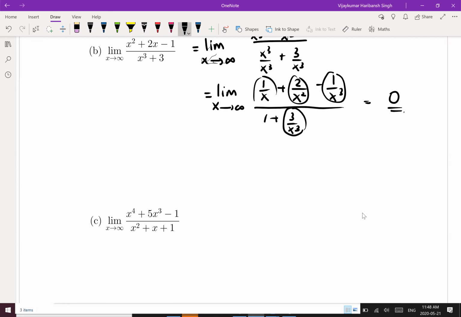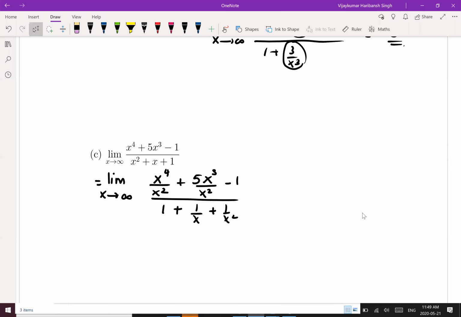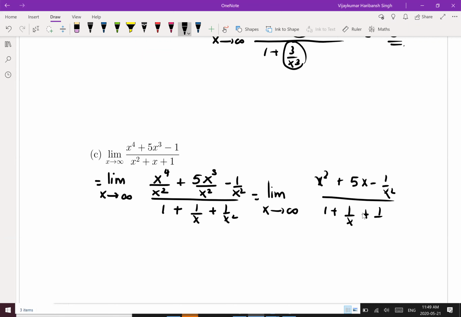Limit as x goes to infinity. Again, we'll divide by x to the power of the highest power of the denominator. So here we'll get the limit as x goes to infinity of x to the 4 divided by x squared plus 5x cubed divided by x squared minus 1 upon 1 plus 1 by x plus 1 by x squared. And this is going to be the limit as x goes to infinity of x squared plus 5x minus 1 by x squared, over 1 plus 1 by x plus 1 by x squared.